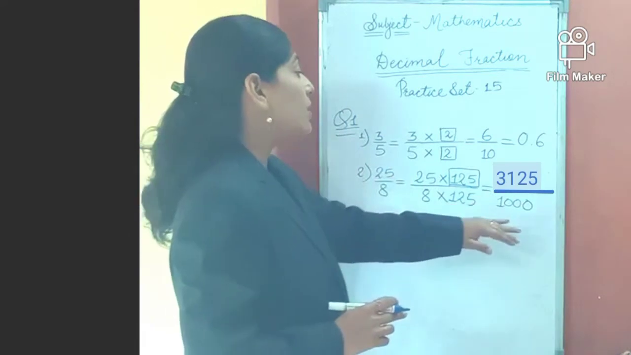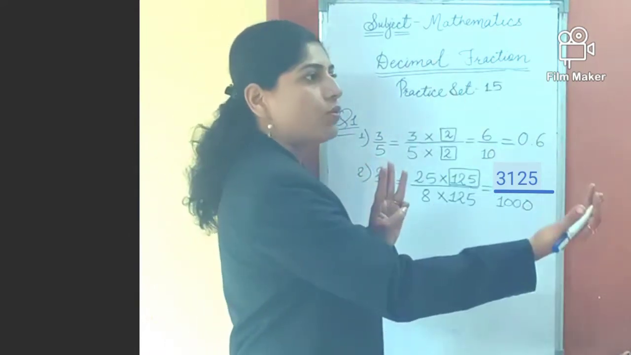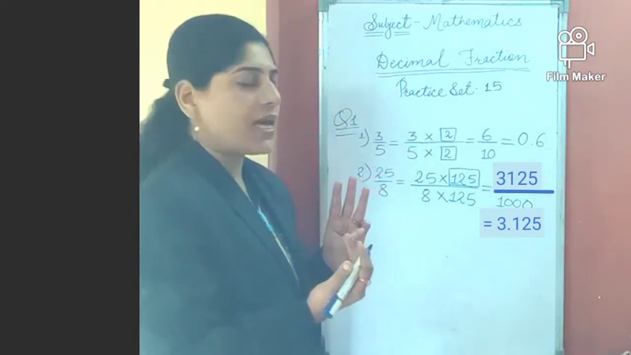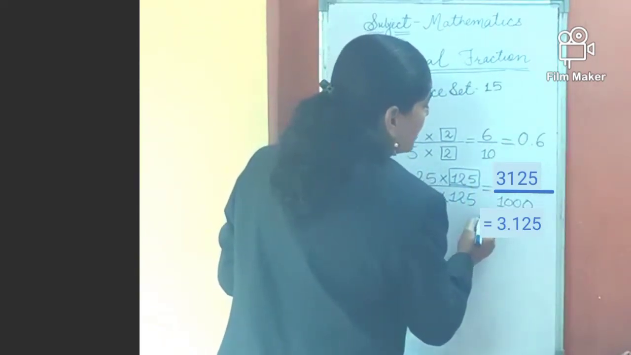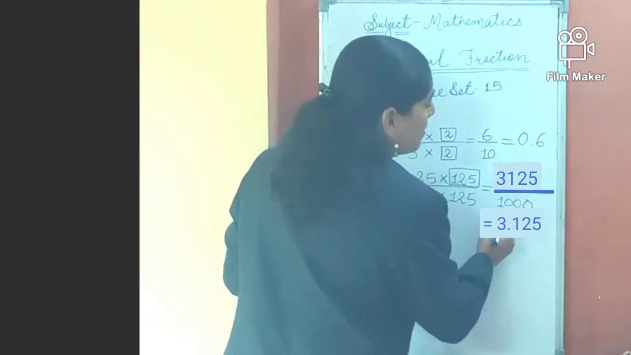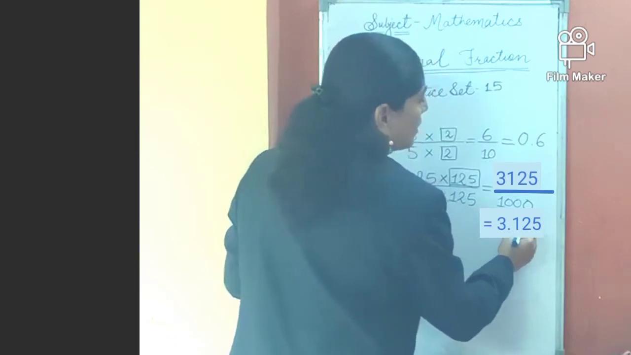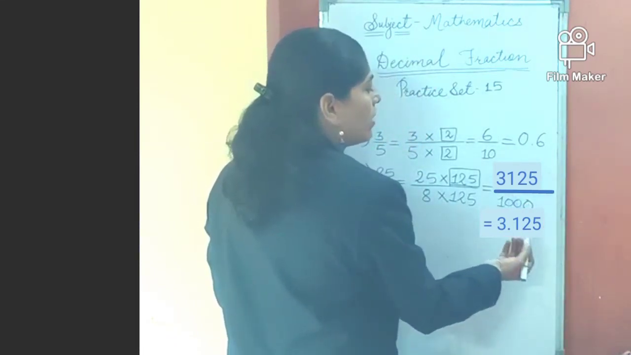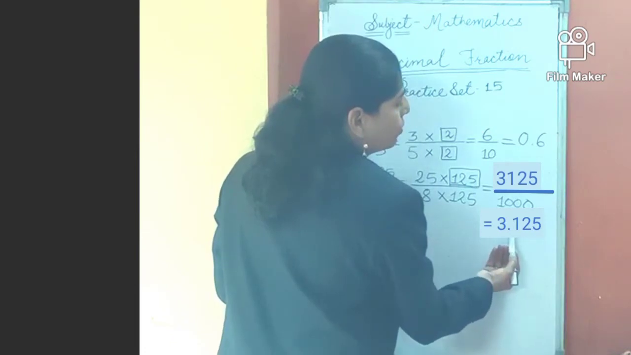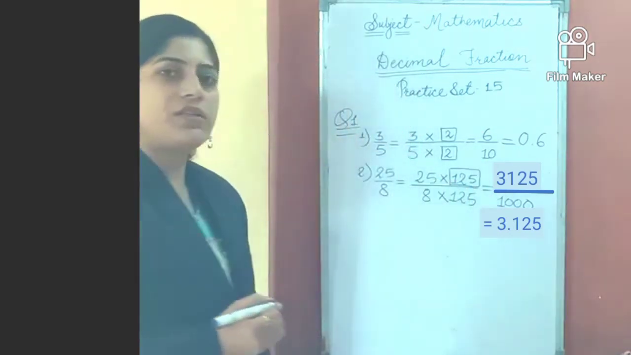See, the denominator is 1000. Okay, now say 3 zeros are there, we'll count from the right side 3 digits. So the answer will be 3.125. We'll write the number as it is 3125 and then we count the 3 digits because 3 zeros are there. Okay, then 1, 2, 3. So the answer is 3.125.